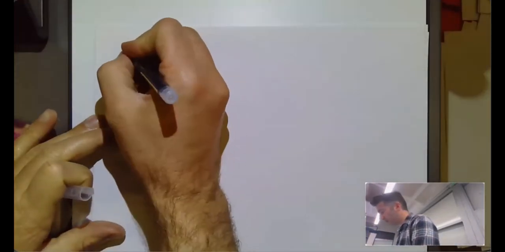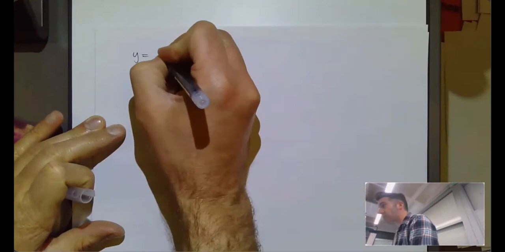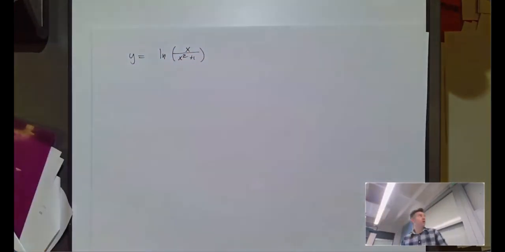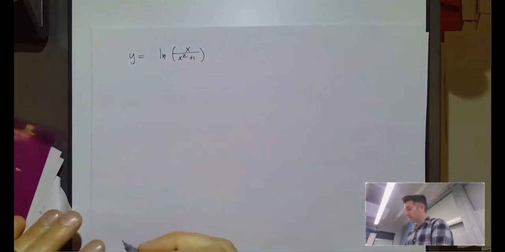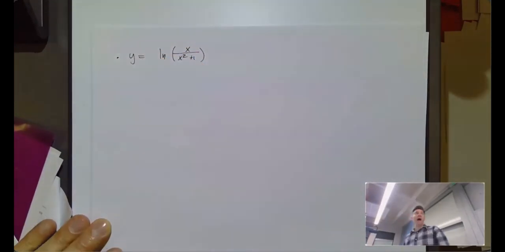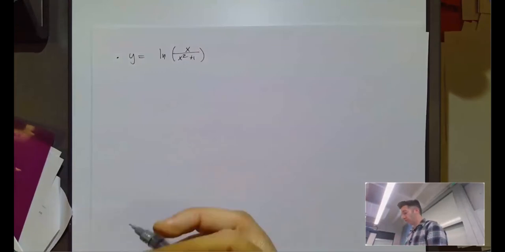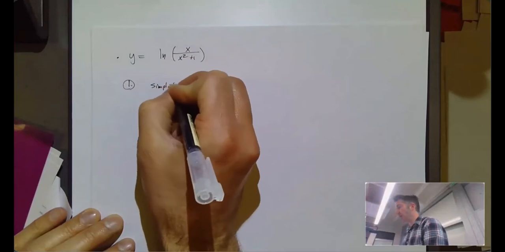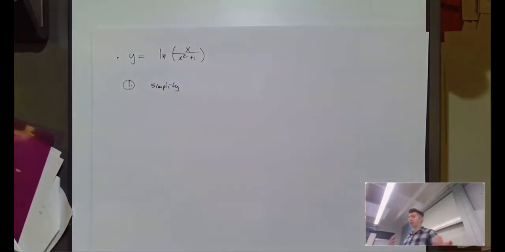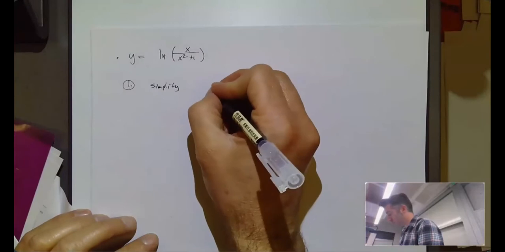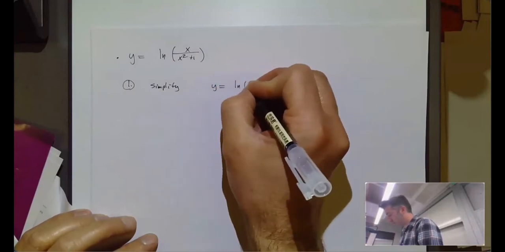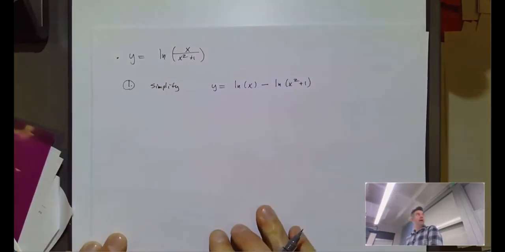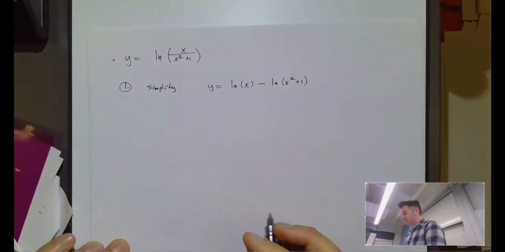So we're trying to find the derivative of that. So we got y equal to the natural log of x over x squared plus 1. Cool, thank you. So if I was trying to find the derivative of this, I would encourage you all to first simplify. If you have the natural log of a fraction or a product, I would encourage you to use the log rules and say this is the natural log of x minus the natural log of x squared plus 1. And then we can take the derivative of this using our log rules.